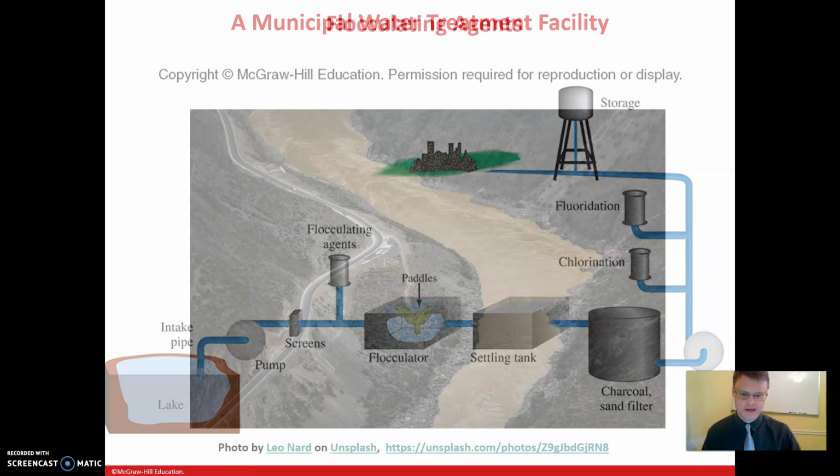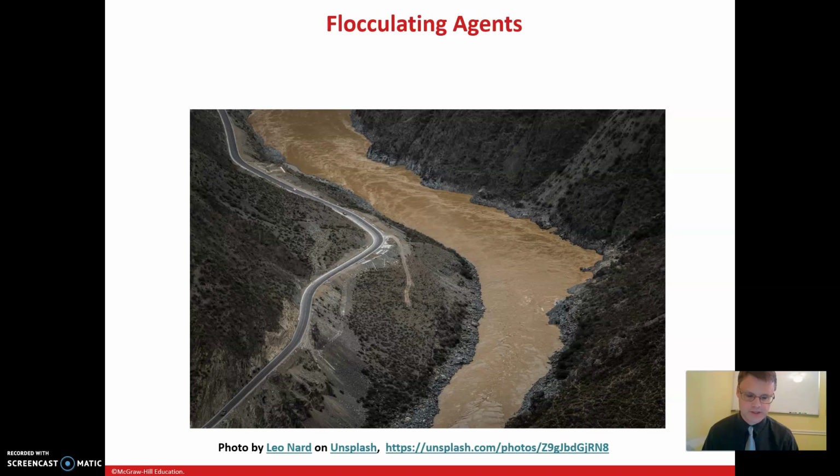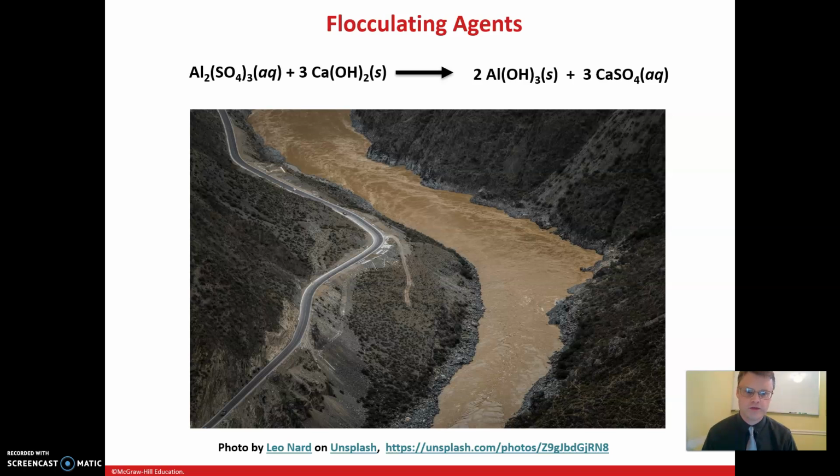All right, and so flocculating agents help us remove some of the silt and clay out of the water, and that's important because if bacteria are buried inside a clay particle, then your chlorination can't get to it to kill it. So it's really important that we remove some of these silt and clay particles. One flocculating agent that's used is aluminum hydroxide, and that's generated by adding aluminum sulfate and calcium hydroxide to the water, and that produces the flocculating agent and calcium sulfate.